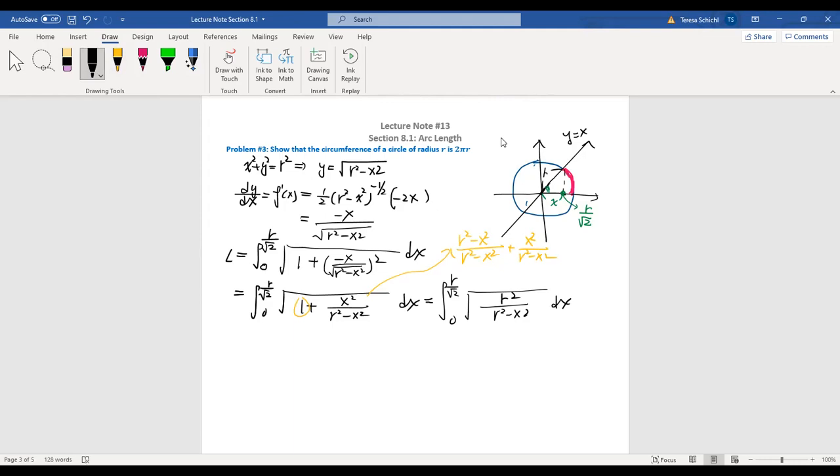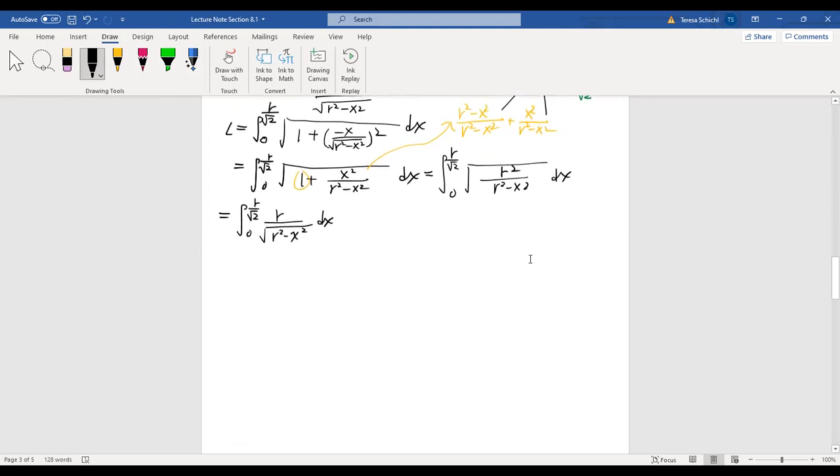And because I'm on the upper boundaries here, this will be 0 to r over square root of 2. And what is here? This is r over the square root of r squared minus x squared dx. Okay, and now we are familiar with this one, r squared minus x squared. This is a special trigonometric substitution. Remember that? So we can say x equals r sine theta. Then I have dx equal to r cosine theta d theta here, right?